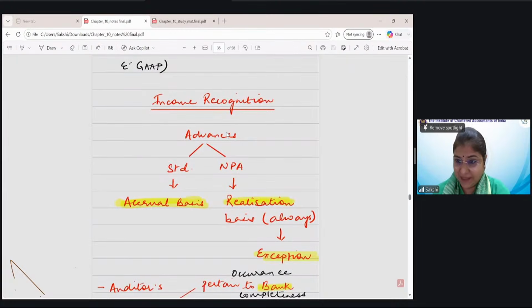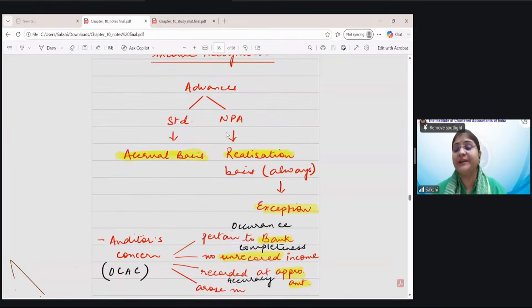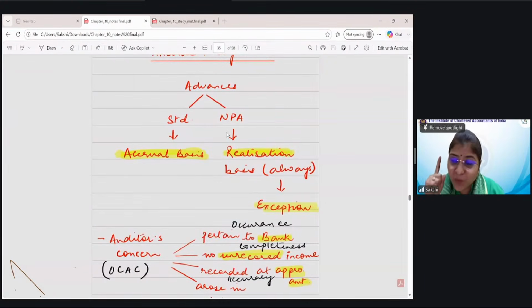When will you recognize income? When will the bank say that we have earned income and we are going to recognize it? Advances could be either standard or NPA. If it is a standard asset, you will recognize income on accrual basis as soon as it is accrued. But if it is non-performing, then you will always book your income on a realization basis. But there are exceptions like we had discussed: FDs, KVPs, IVPs, all these are exceptions to it.